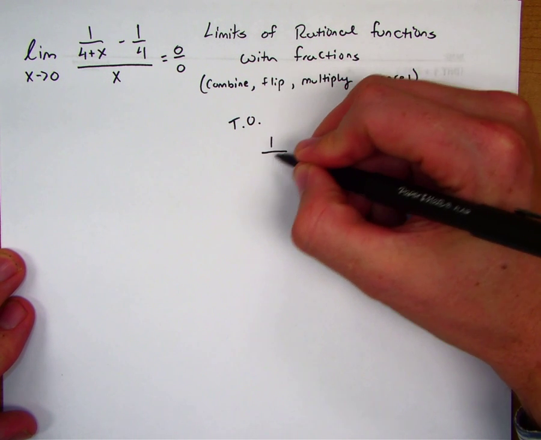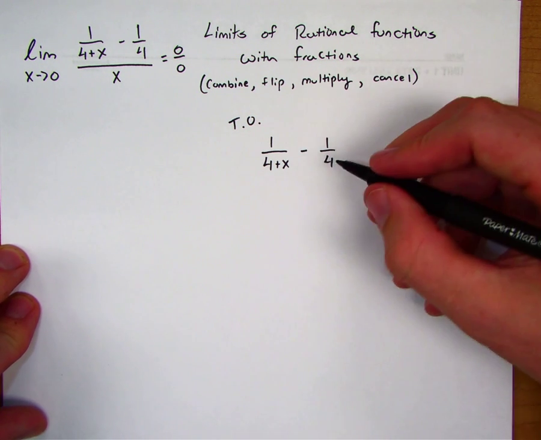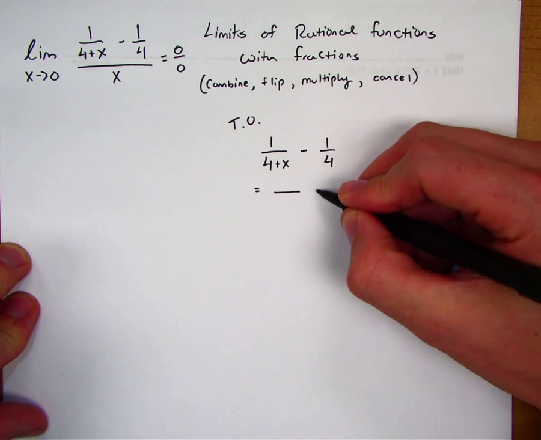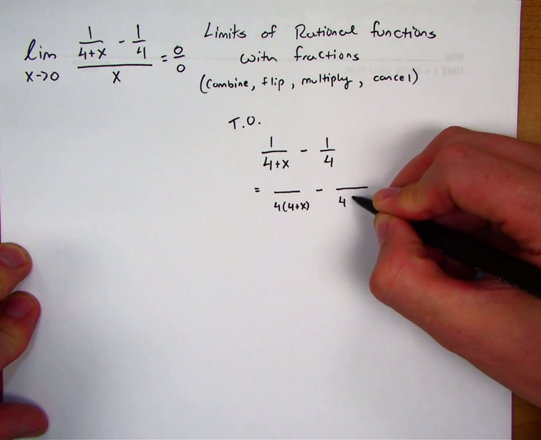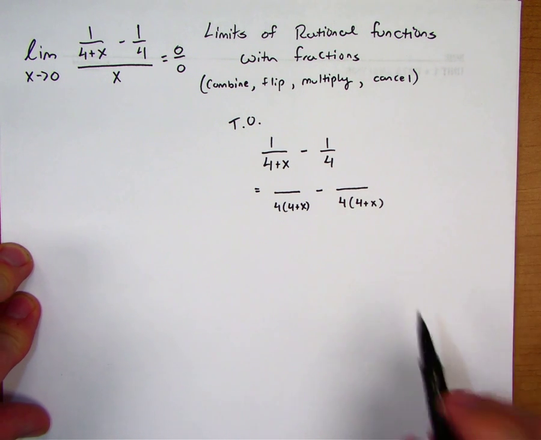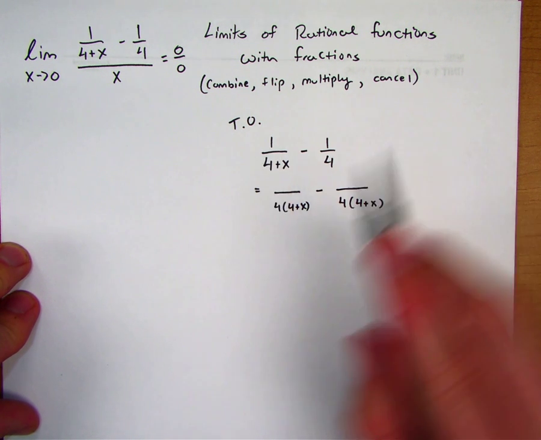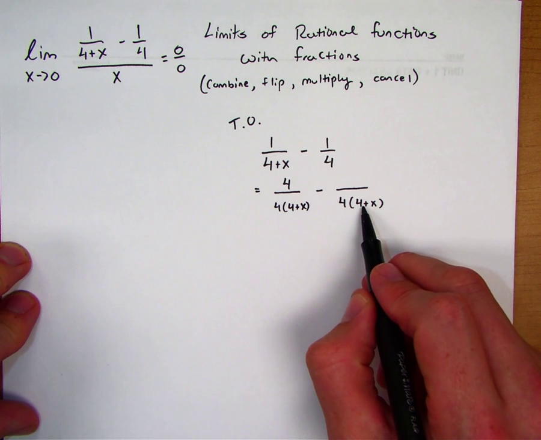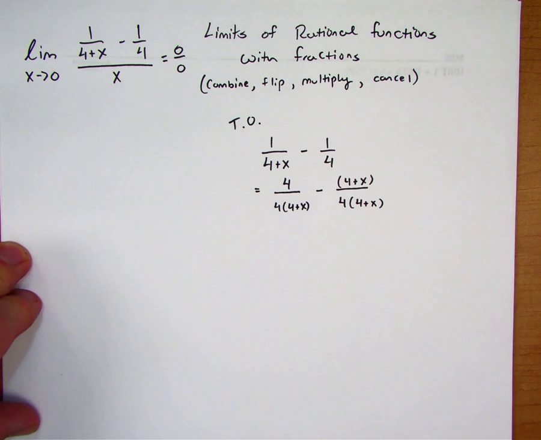So I've got 1 over 4 plus x minus 1 over 4. My common denominator, easiest way to get one is just to multiply these two terms together. So my common denominator is going to be 4 times 4 plus x. Now for here, 4 plus x to 4 times 4 plus x, I multiplied by 4, so I need to multiply the top by 4 as well, and 1 times 4 is just 4. Over here, I went from 4 to 4 times 4 plus x, which means my top needs to be multiplied by 4 plus x. Parentheses are extremely important here, so make sure you're watching out for that.